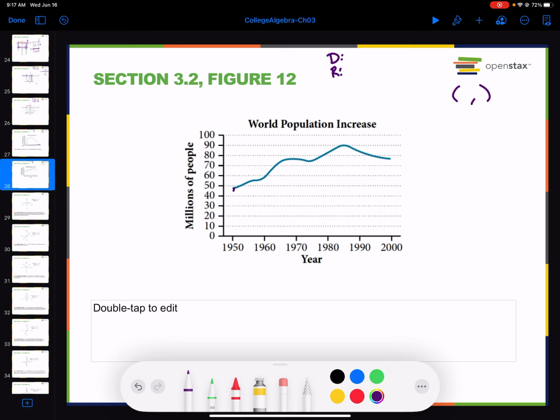So let's look, we've got 1950 and ending at 2000. So our range is going to be inclusive of 1950 to 2000. And our domain, I just did that backwards. See, I told you I always confuse these.